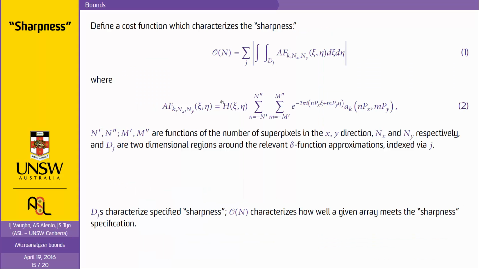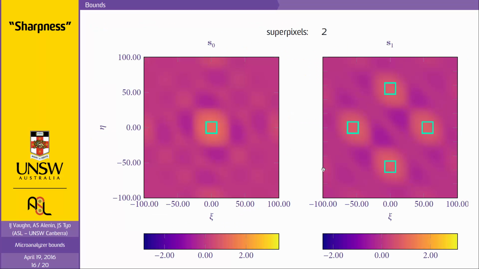We can define some cost function which characterizes the sharpness of these physical delta functions. Here we define this cost function as the sum over the delta function locations. Once you design some microanalyzer array, you will know where the delta function locations are, and so you can index them. Then we take the double integral of this AF function over some area around the delta function location. The AF function is just the function of the array, so this is the channel structure function. And d sub j specifies the sharpness tolerance that we want. Then when we compute this over n, you can find some n at which your array will give the sharpness specification that you need. It is depicted graphically.